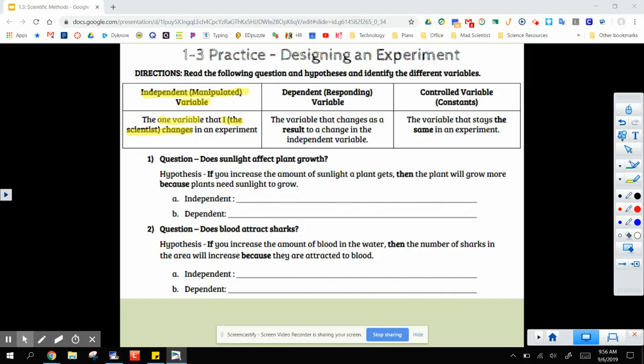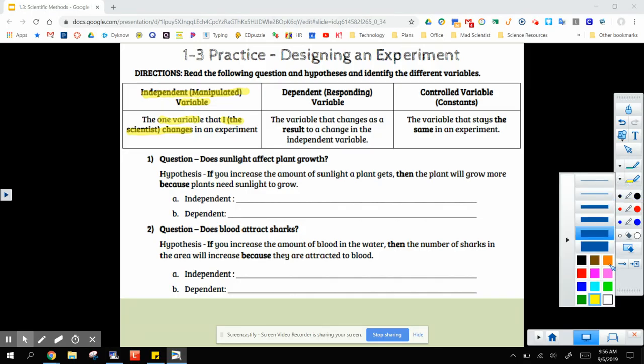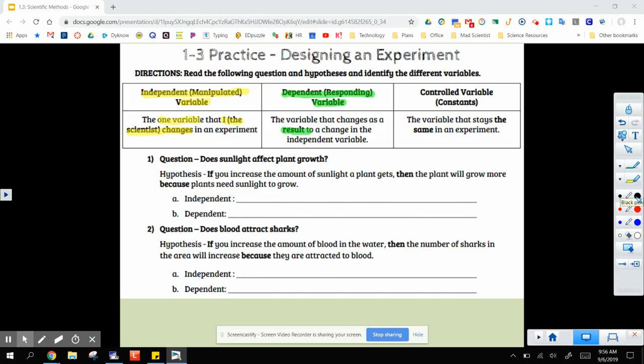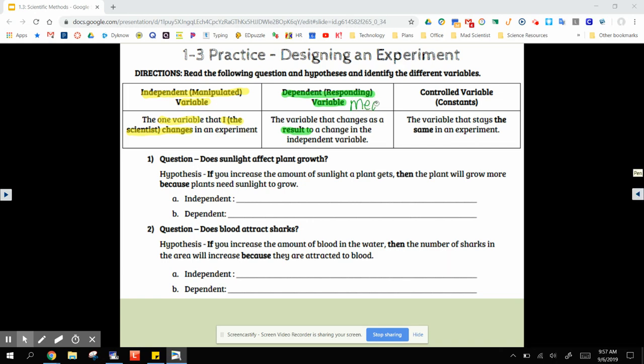You should also be able to pick out of the question the dependent variable. The dependent variable is the variable that is going to change as a result. So the dependent variable is the one that we are going to measure at the end and collect data with.